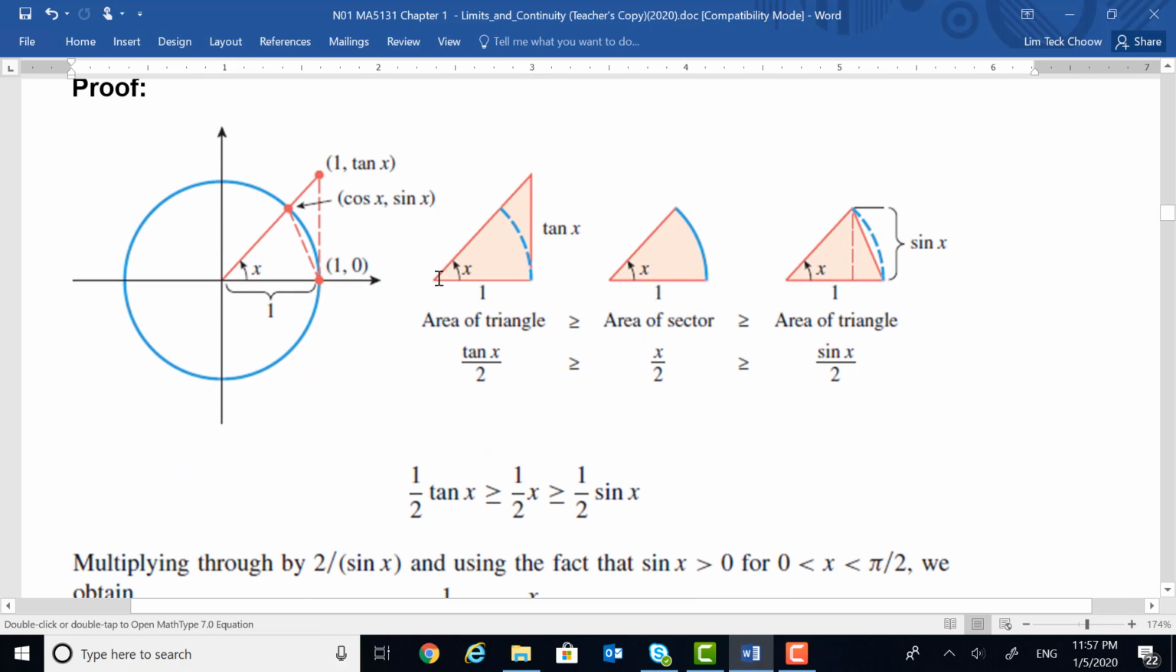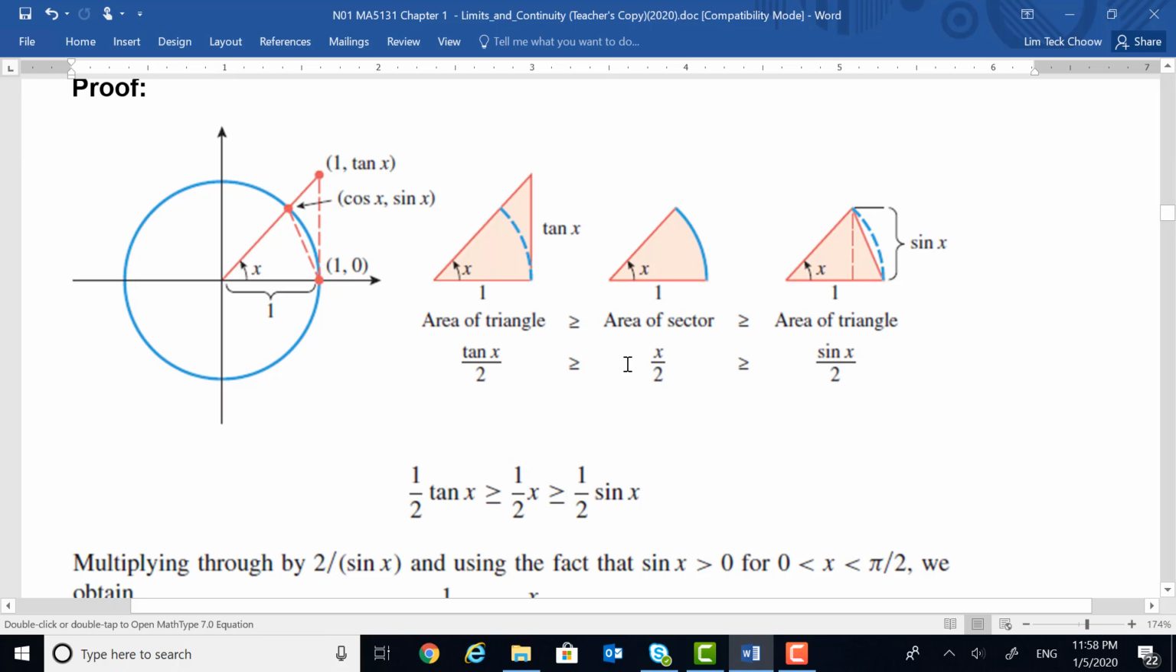So what happened here is in this diagram, which is taken from here, the area of this triangle is half times base times height. This is actually a unit circle, and from this circle you draw a triangle like this. So obviously this triangle has an area of half times base times height. The height is tangent x because opposite over adjacent is tangent of this angle. So the area of this triangle is tangent x over 2.